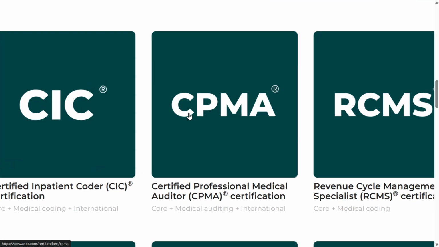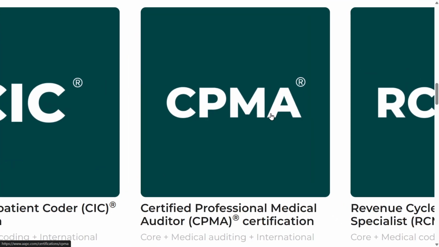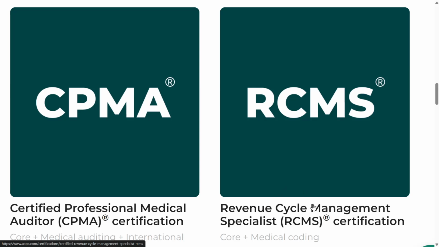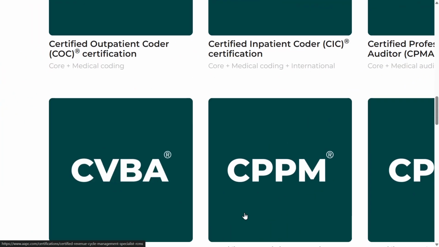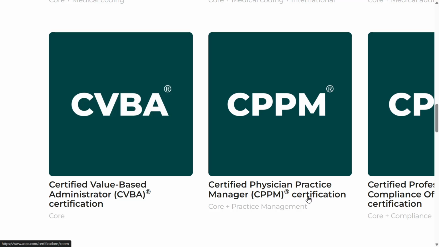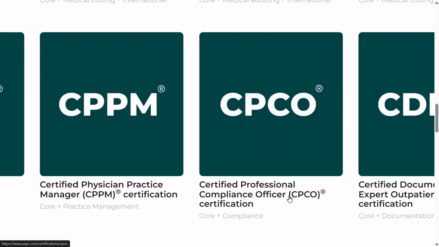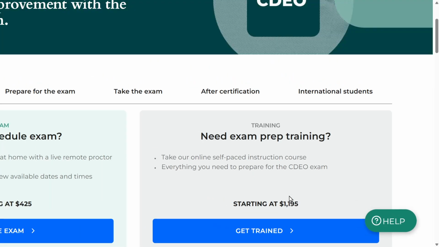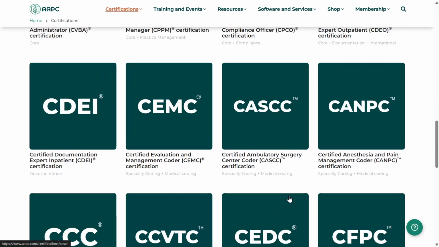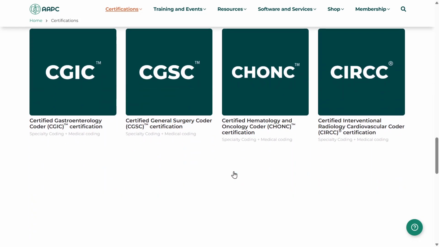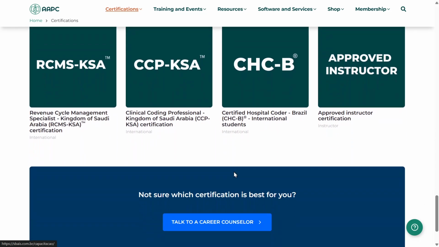Okay, so CPMA is for the auditors, like we saw in the medical job roles, like QAs, quality auditors. So this CPMA is for the Certified Professional Medical Auditors. Okay, so this is for the Revenue Cycle Management Specialist. Then we have these other certifications, like compliance officer or outpatient certification and all. So there are more than, I guess, 40 plus certifications that are available.